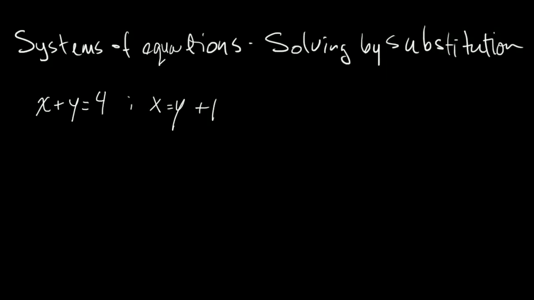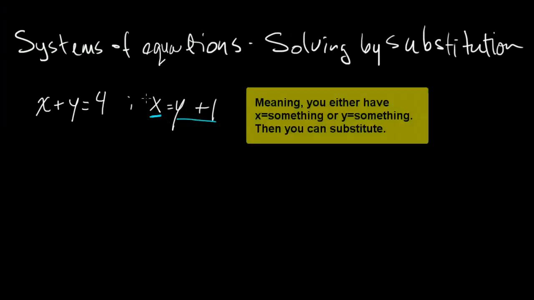Let's take a look at solving systems of equations using substitution. When we are using substitution, we want to make sure that one variable of our system is expressed in terms of the other variable. So in this case, I have x being equal to a quantity, and that quantity is y plus 1.